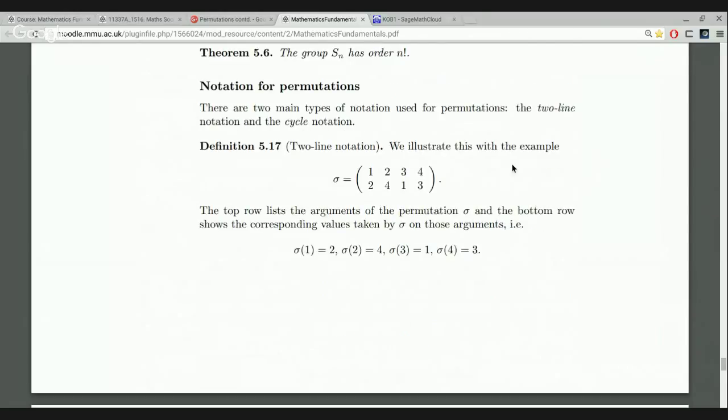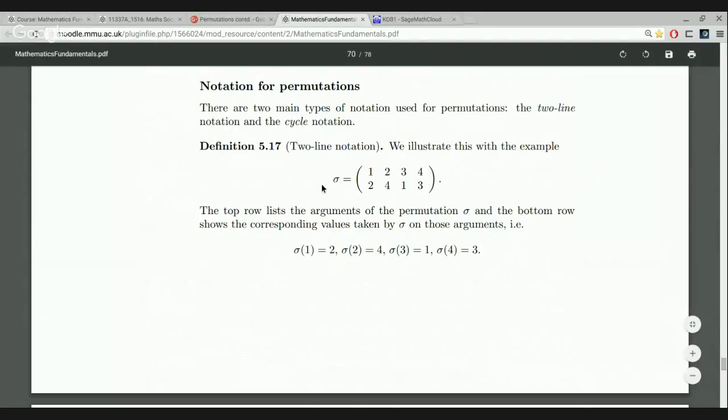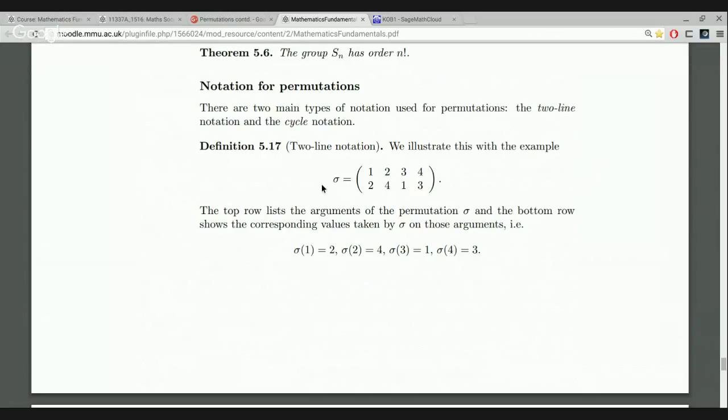So how do we deal with these permutations? How do we describe them or do calculations with them? Well, the first way we introduced was the 2-line notation. So here's a particular permutation sigma. It's got this 2-line, matrix-like symbol. What that stands for is the function defined by these values: sigma of 1 is 2, sigma of 2 is 4, sigma of 3 is 1, and sigma of 4 is 3. The arguments of the permutation are on the top line and the corresponding values under the function sigma are on the bottom line.